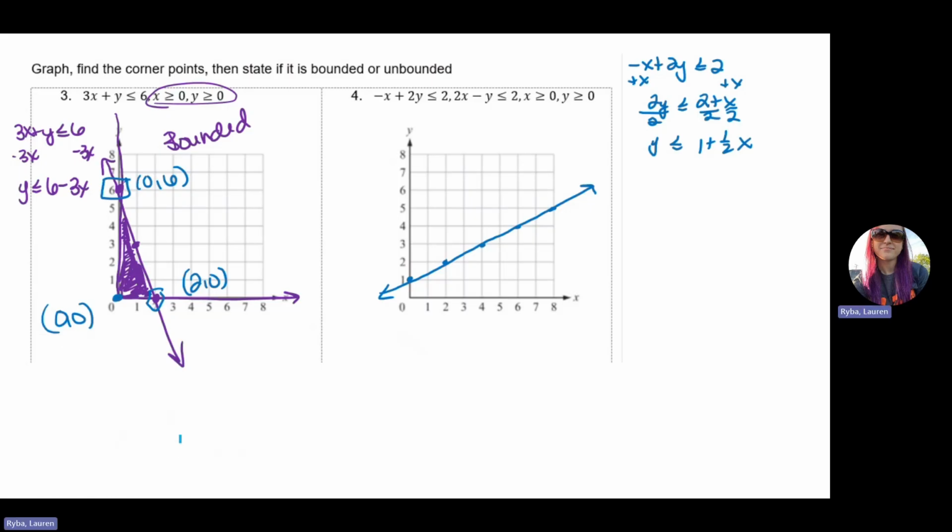For this one, we want less than. So that's going to be shaded below here.